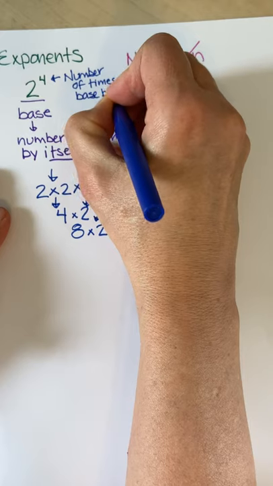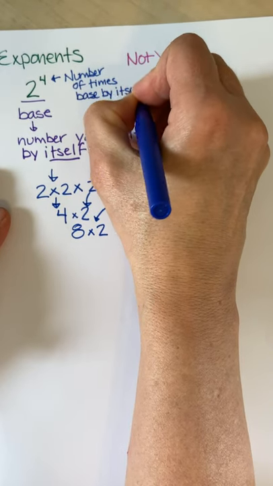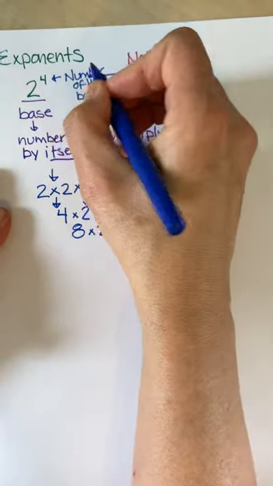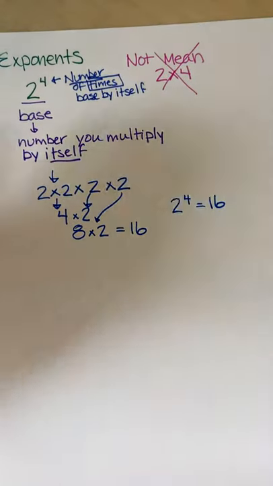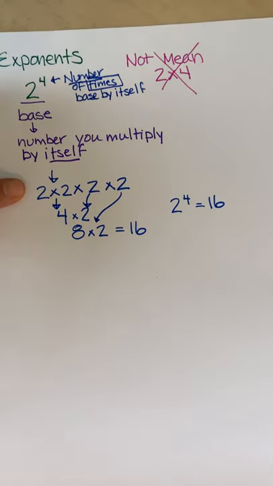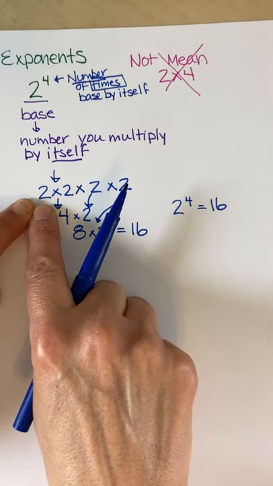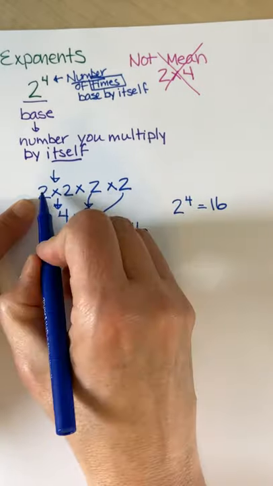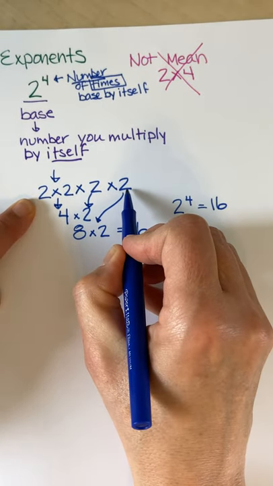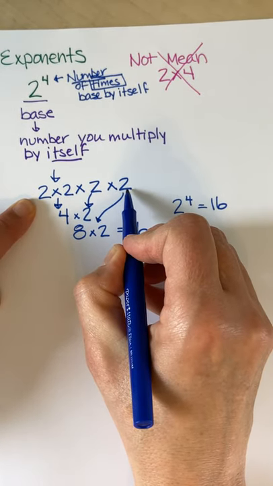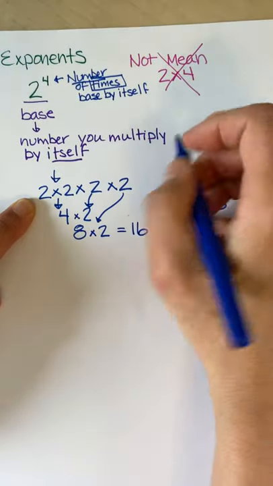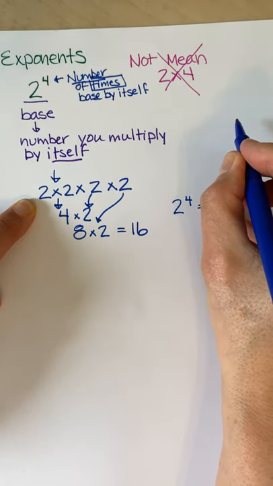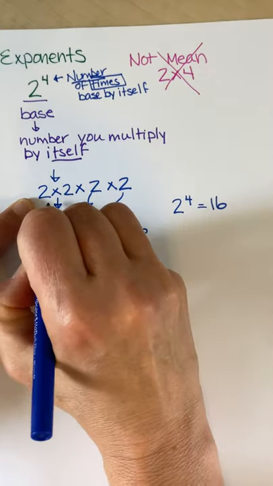Base by itself. Number of times, not times, okay? Number of times. So what that really means is my base number's 2. I want to multiply it by itself 4 times. So I have 1, 2, 3, 4 twos, and I'm going to multiply them out. If I did 2 × 4, it's like doing 2 + 2 + 2. This isn't addition, okay? So it's multiplication.